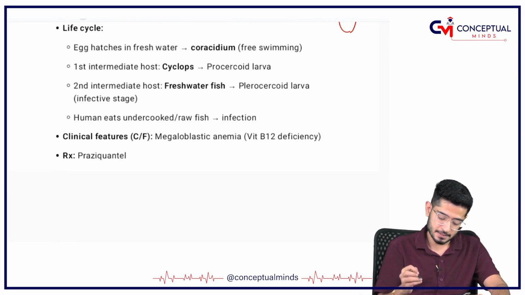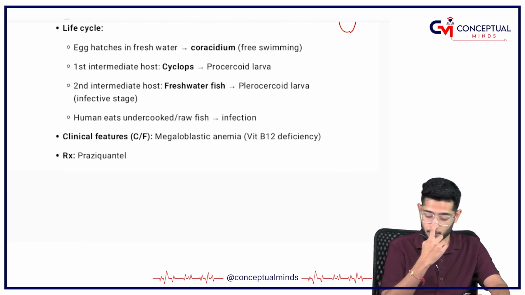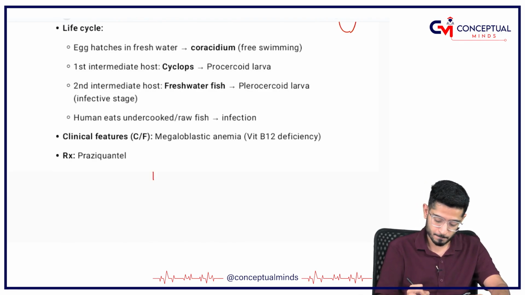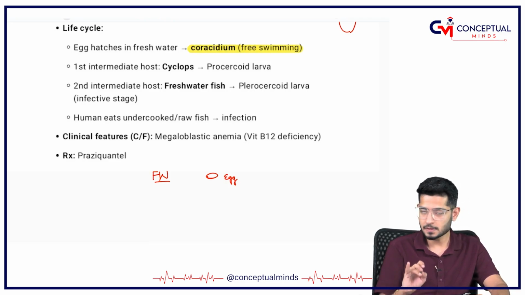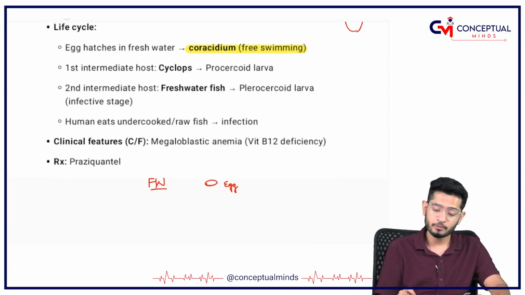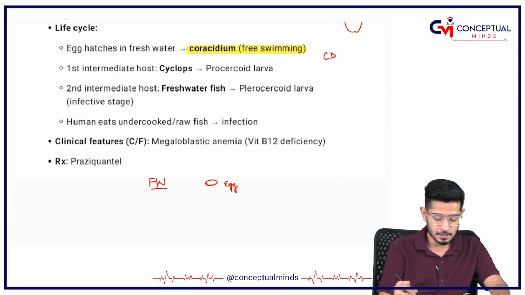So what happens? Please understand, there will be an egg which will be hatched in the fresh water. So I am making here fresh water, and there is an egg which is hatched here. This egg is called a Coccidium, which is a free swimming egg. This is a Coccidium, a free swimming egg of Diphyllobothrium. So remember C, D. C for Coccidium, D for Diphyllobothrium, and then you have got E.